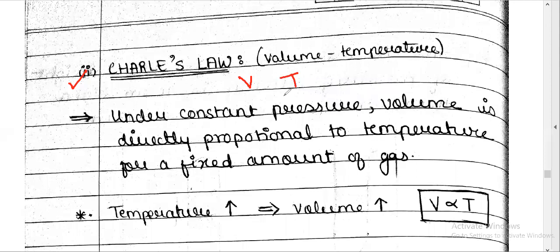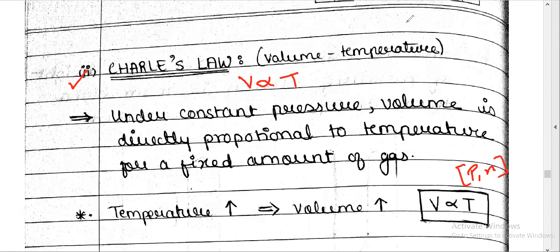This is the relationship between volume and temperature, and it was given by Charles, which is why it is called Charles' law. Charles' law says that if the temperature of any gas is increased, the volume will also increase when the amount of gas and the pressure are constant. So the two parameters, pressure and number of moles, should be constant in Charles' law.